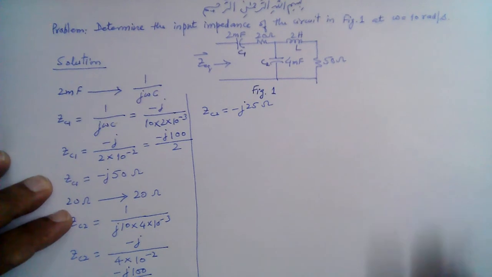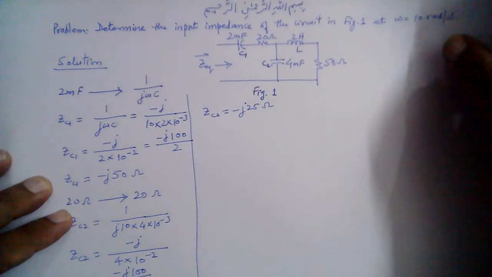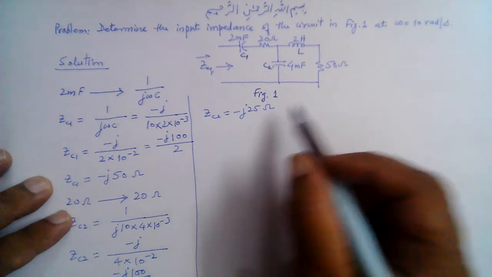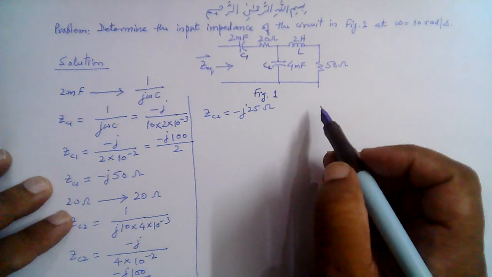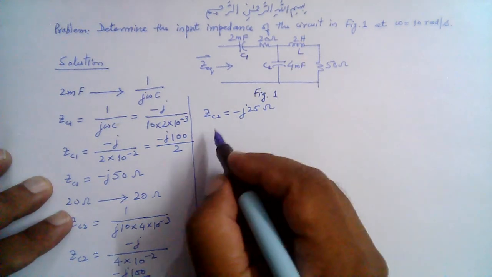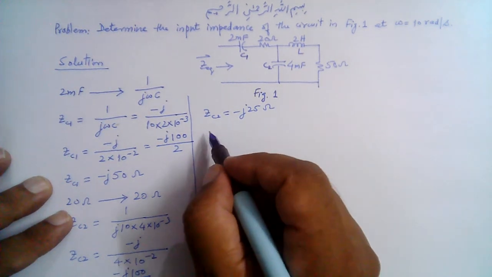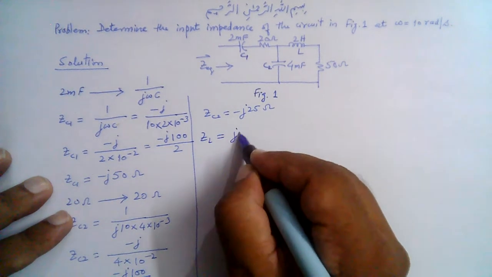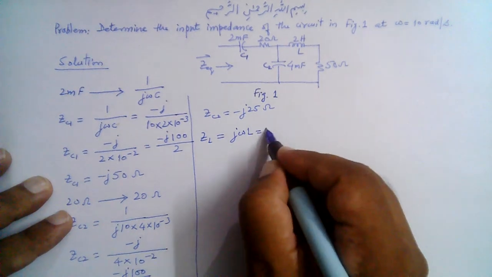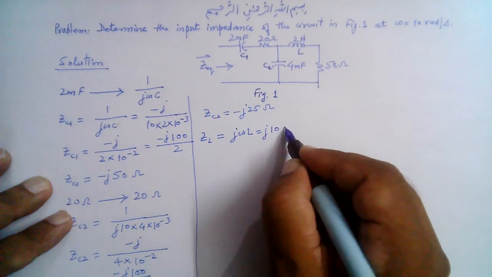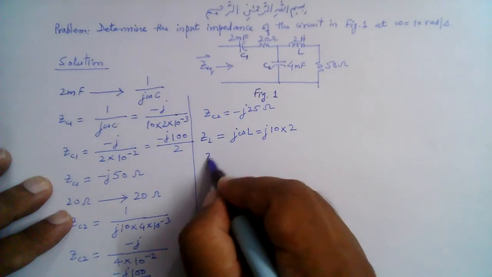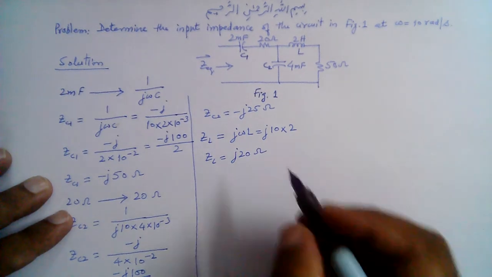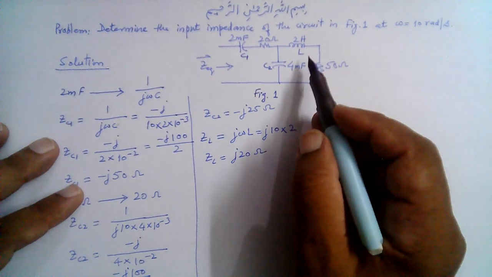So the 4 millifarad capacitor has an impedance of minus J 25 ohm in the phasor domain when the angular frequency is 10 radians per second. Likewise, for this 2 Henry inductor, let's call the corresponding impedance ZL. The impedance of an inductor is given by J omega L, where omega is 10 and L is 2 Henrys. So ZL is equal to J 20 ohms. So the impedance of the inductor is J 20 ohm.